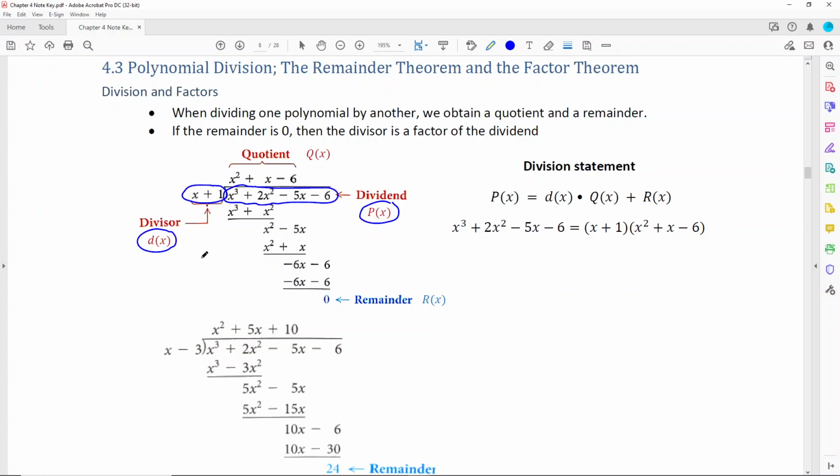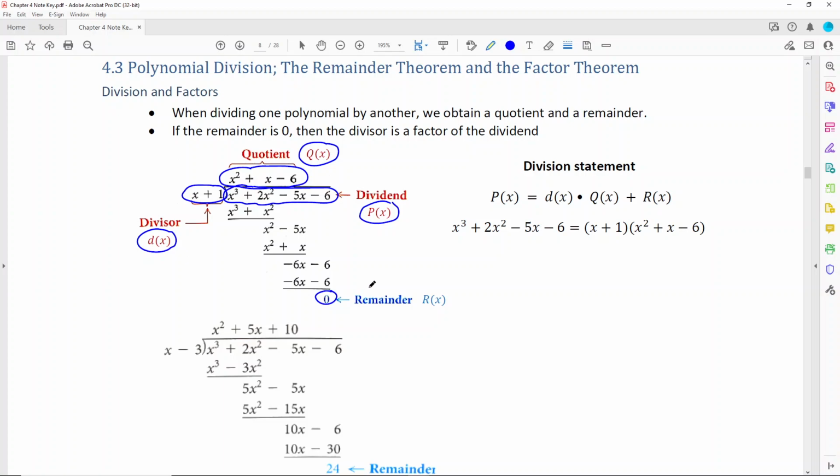Then the answer you get, so when you divide x cubed plus 2x squared minus 5x minus 6 by x plus 1, the answer that you get is the quotient. So the quotient is the answer of a division question, and it's shown with q of x. And then at the end here as well, if it divides in, you end up with a remainder.